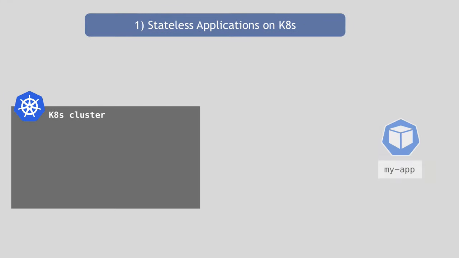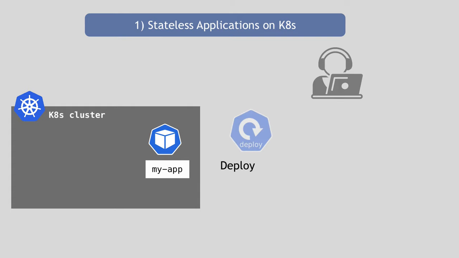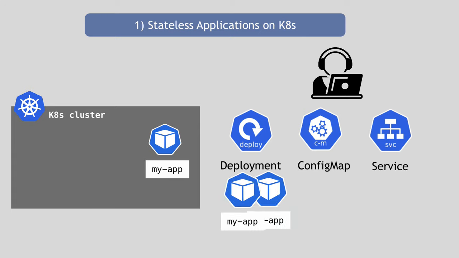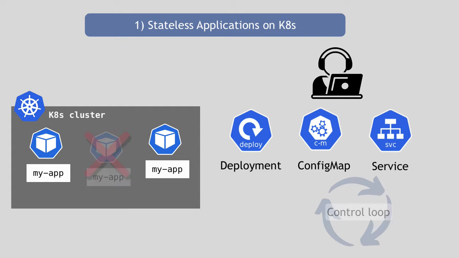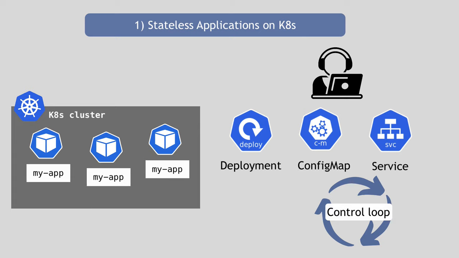Let's say we are deploying an example web application in a Kubernetes cluster. So you create a deployment, a config map with some configuration attributes for your application, a service, and the application starts. Maybe you scale the application up to 3 replicas. If one replica dies, Kubernetes automatically recovers it using its built-in, what's called a control loop mechanism, and creates a new one in its place.